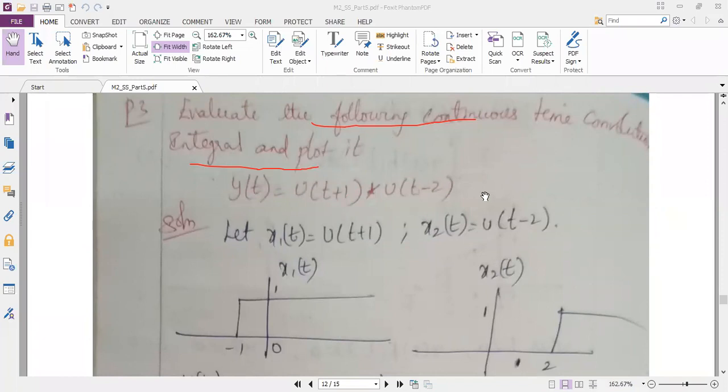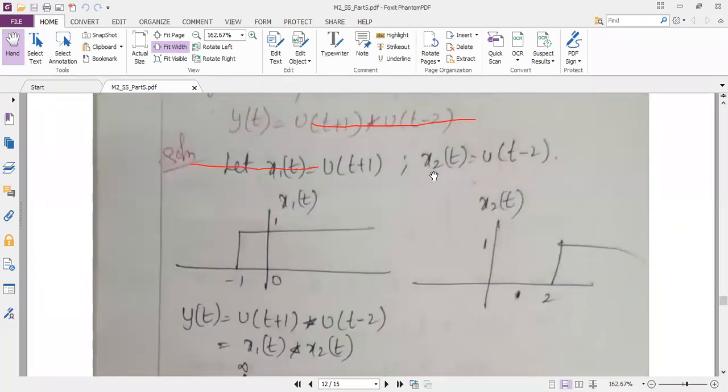So it is u of t plus 1. T plus 1 means you know where the graph should start. You know u of t means how to represent u of t. So for u of t you are doing modification for u of t plus 1. So it is plus 1. So it is starting from minus 1 here. And next one is 2 u of t minus 2. Minus 2 so it is starting from plus 2. So these things are very easy.